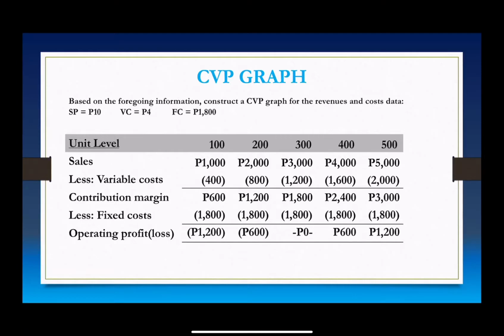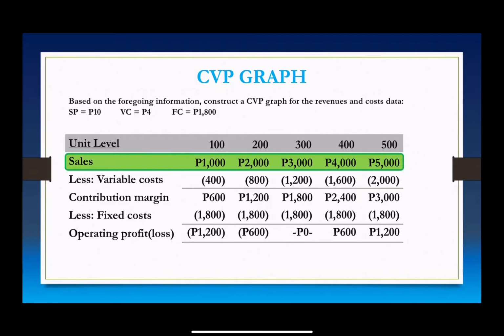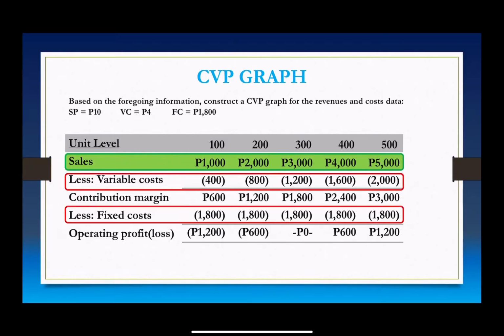To construct the CVP graph, we have to refer to the sales revenue as well as the total variable cost. So we have to combine these two costs. For 100 units, total cost would be 400 plus 1,800. That will give us 2,200, and so on and so forth.